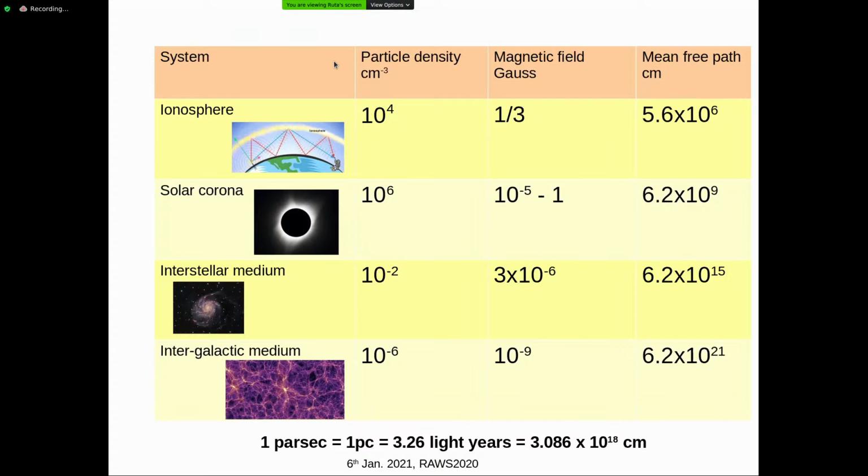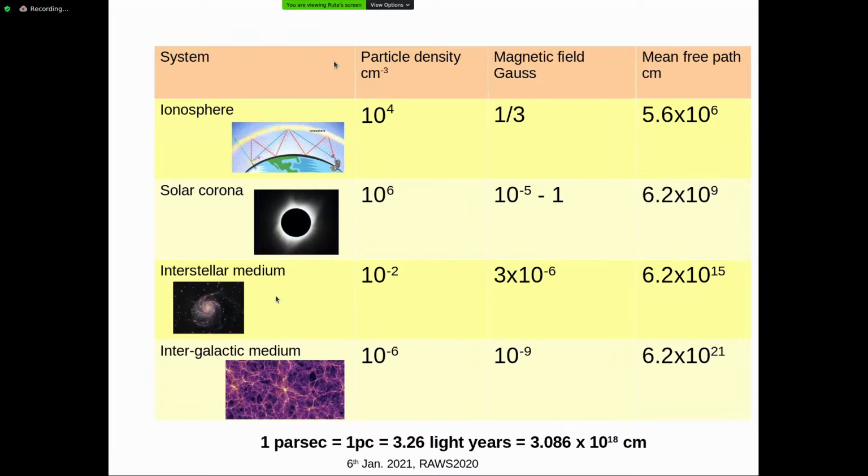For example, if you consider Earth's ionosphere, the particle densities there are of the order of 10 to 4 per centimeter cube, the magnetic field is roughly a third of a Gauss, and the mean free path is of the order of 10 to 6 centimeters. If you consider the solar corona, it is a thinner medium. It has a weak magnetic field, and I think here I have interchanged the particle density number, but the mean free path there is much larger.